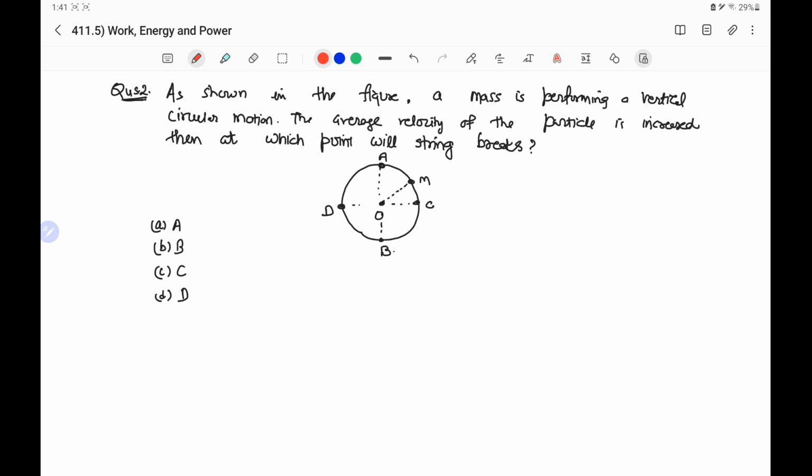Second question is, as shown in the figure, a mass is performing a vertical circular motion. The average velocity of the particle is increased. Then at which point will the string break? Here 4 points are given where B is the lowest point, A is the highest point, and C and D are the points in the horizontal plane.